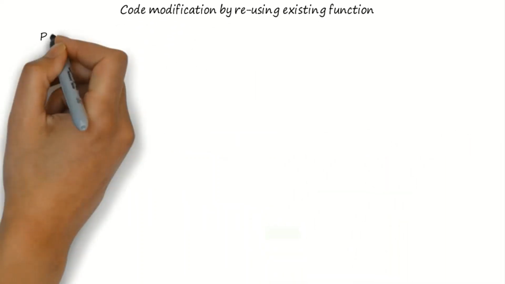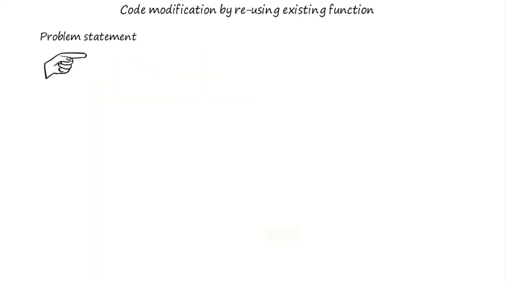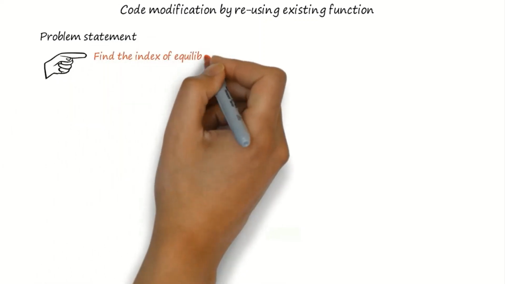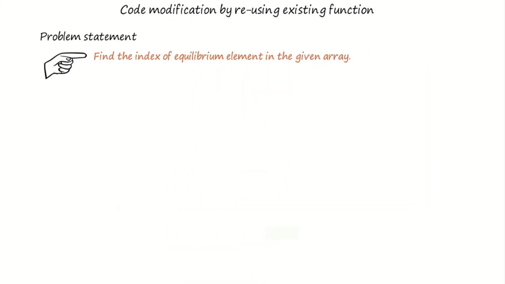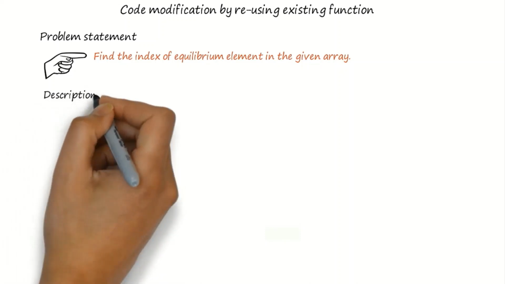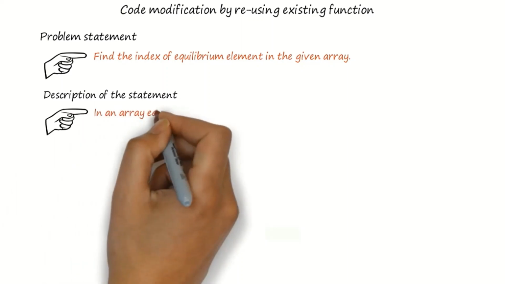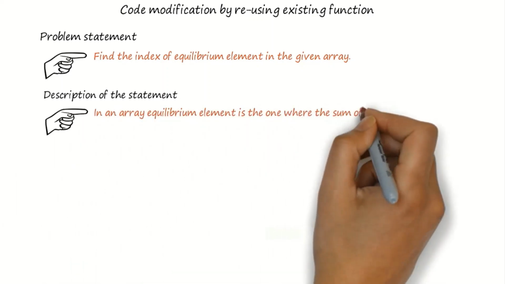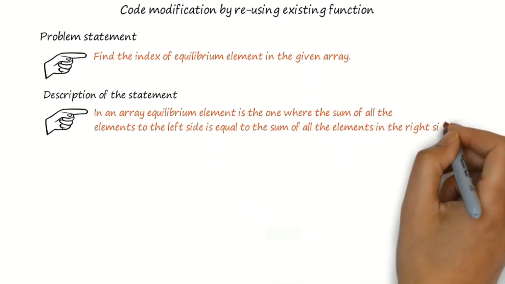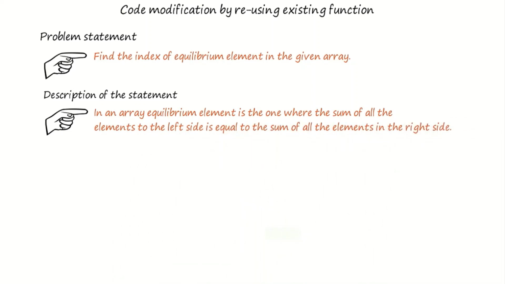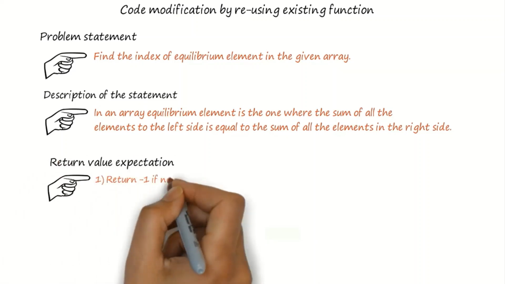For designing new functionality, CTS will provide first problem statement. Say, we have to find index of equilibrium element in an array. Now, what is equilibrium index? The definition of the problem will also be provided. We have to design a function. Now the expected return from the function when the condition does not satisfy will also be given. For example, if equilibrium index is not found, the function is expected to return -1.